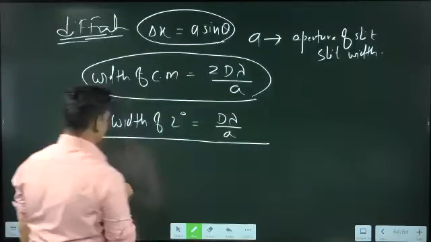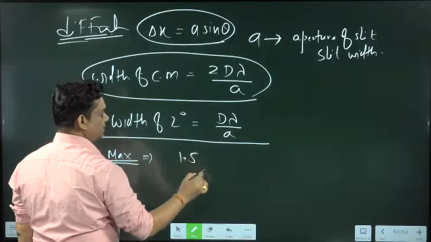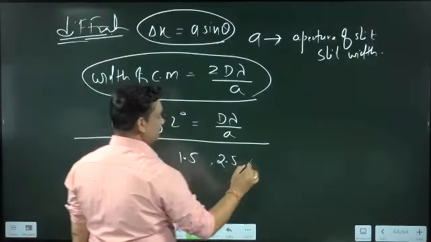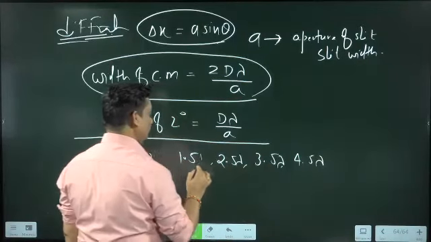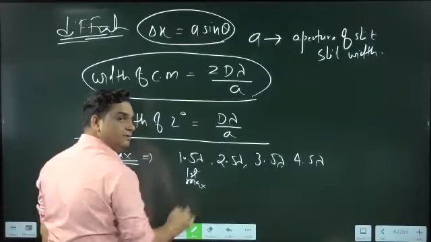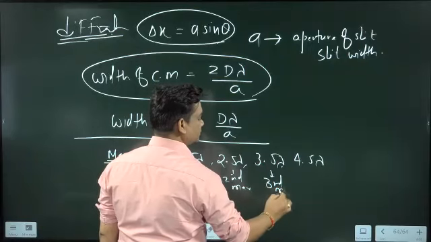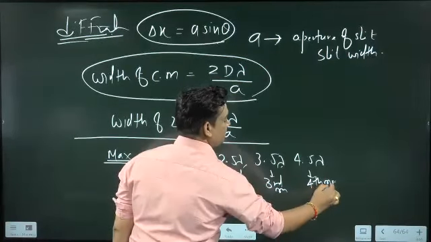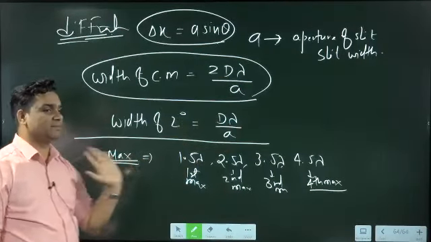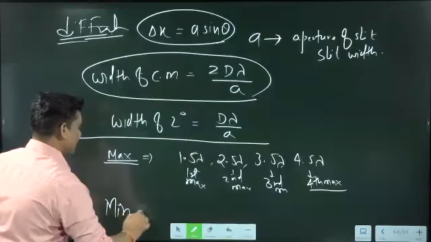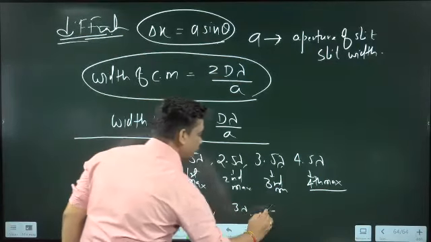Now what is the difference in this one? Your maxima positions are coming at first 1.5, next 2.5, next 3.5, next 4.5 lambda. This is the first max, this is your second max, this is your third max, this is your fourth max. 0.5 shifting will be there, all the numericals are same, everything is same. And for the minima we can write here lambda, then 2 lambda, then 3 lambda, then 4 lambda.